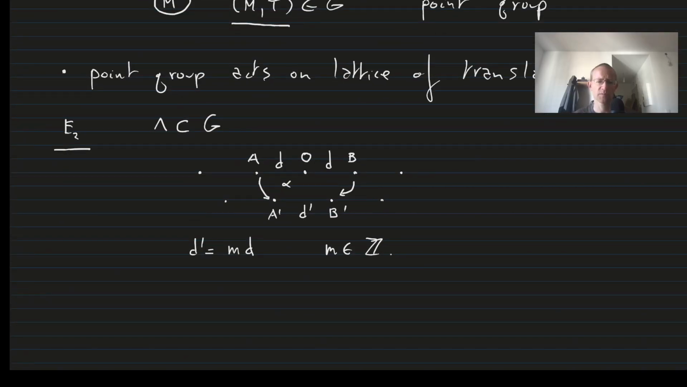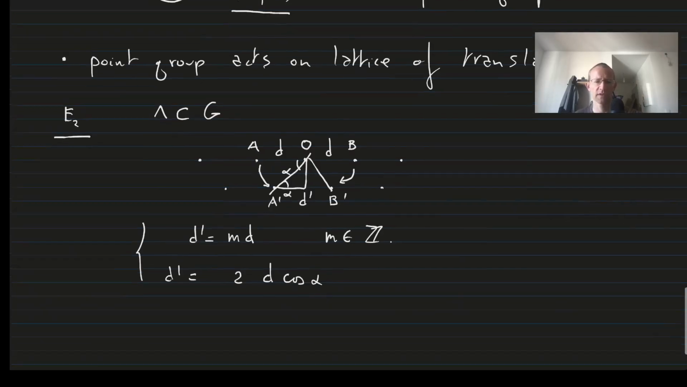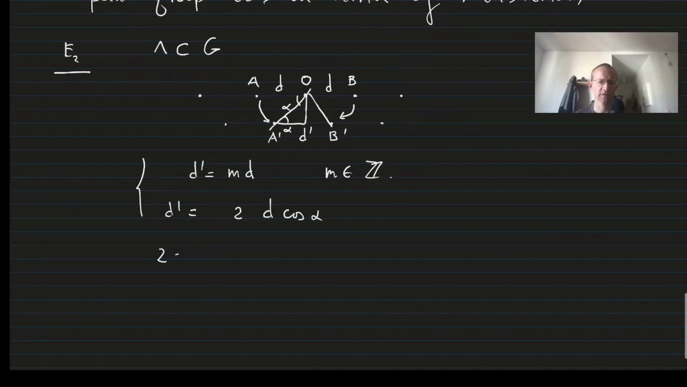Now, we can also compute the distance D' using the angle alpha. We see that the angle alpha, which is here, is also here, and that therefore this horizontal distance is nothing but D, which is the hypotenuse, times the cosine of alpha. And that's just half the distance between A' and B'. And then we have this twice to get the full distance D'. So from these two, we decide that twice cosine alpha should be an integer. And this puts, of course, a strong restriction on the rotations alpha.